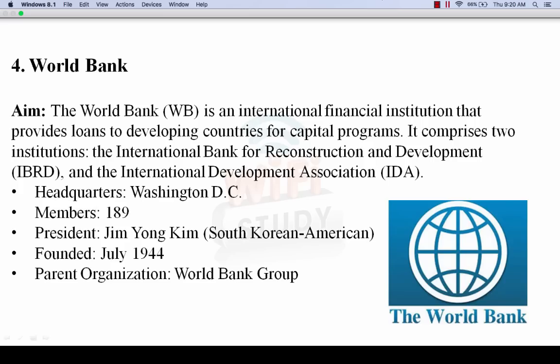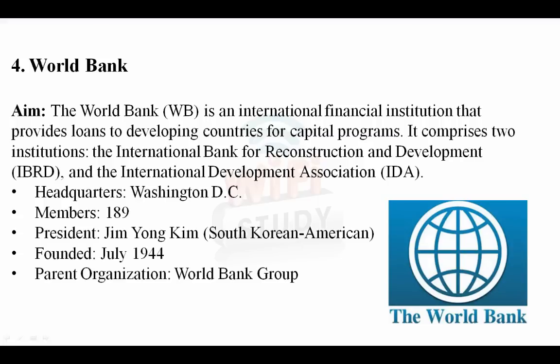So let's see another one, that is the World Bank, another important organization. This is an international financial institution that provides loans to developing countries for capital programs. It comprises 2 institutions, that is IBRD and IDA. So the World Bank is not a single bank. It is a misconception of students that it is a single bank. It is a combination of 2 banks. IBRD is the International Bank for Reconstruction and Development, and IDA is the International Development Association. By joining these 2 banks, the World Bank forms.